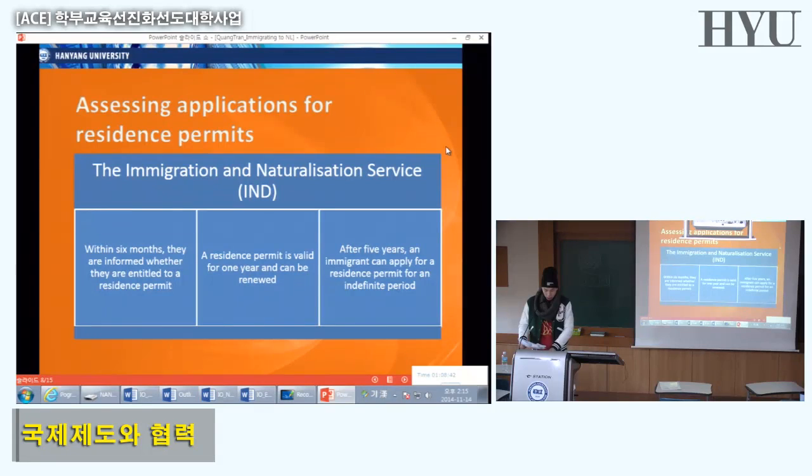Lastly, we have assessing applications for residence permits. The Immigration and Naturalization Service, IND, examines whether aliens meet all the requirements to obtain a residence permit. Within 6 months, they are informed whether they are entitled to a residence permit, and a residence permit is valid for 1 year and can be renewed. After 5 years, an immigrant can apply for a residence permit for an indefinite period, and immigrants whose applications are refused can object to the refusal or apply for a judicial review. And now I will give the word to Sean.